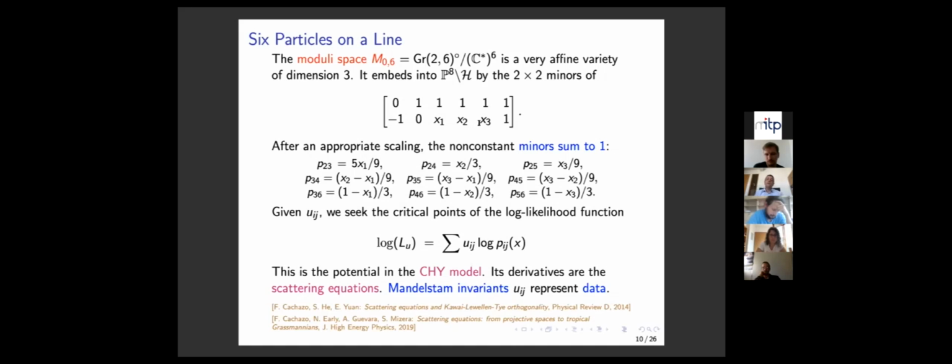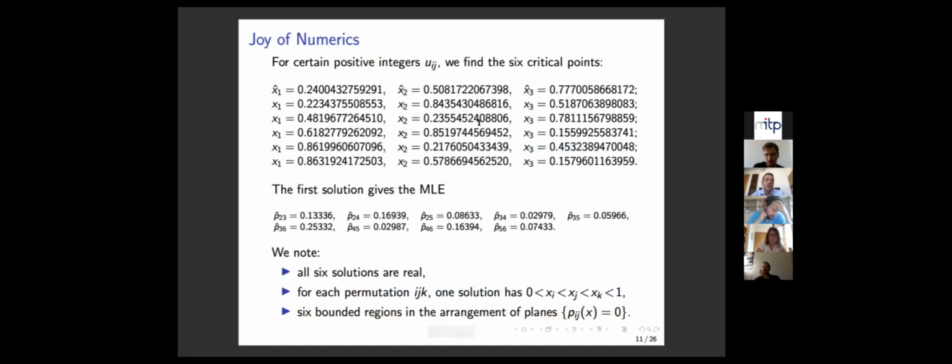Well, how do we compute these critical points? Well, we solve this numerically, say, so the joy of numerics. So for certain positive integers, we find that the 6 complex critical points are all real, here given in floating point approximation. Notice that these 6 solutions exhibit the 6 permutations of 1 up to 3.